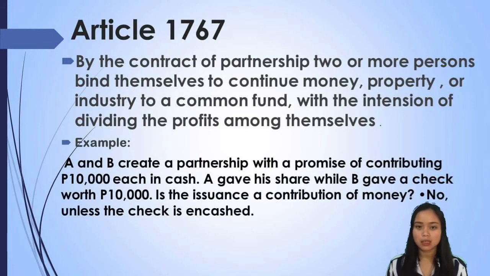Article 1767. By the contract of partnership, two or more persons bind themselves to contribute money, property, or industry to a common fund, with the intention of dividing the profits among themselves. Example: A and B create a partnership with the promise of contributing 10,000 each in cash. A gives his share, while B gives a check worth 10,000. Is the issuance a contribution of money? No, unless the check is in cash.